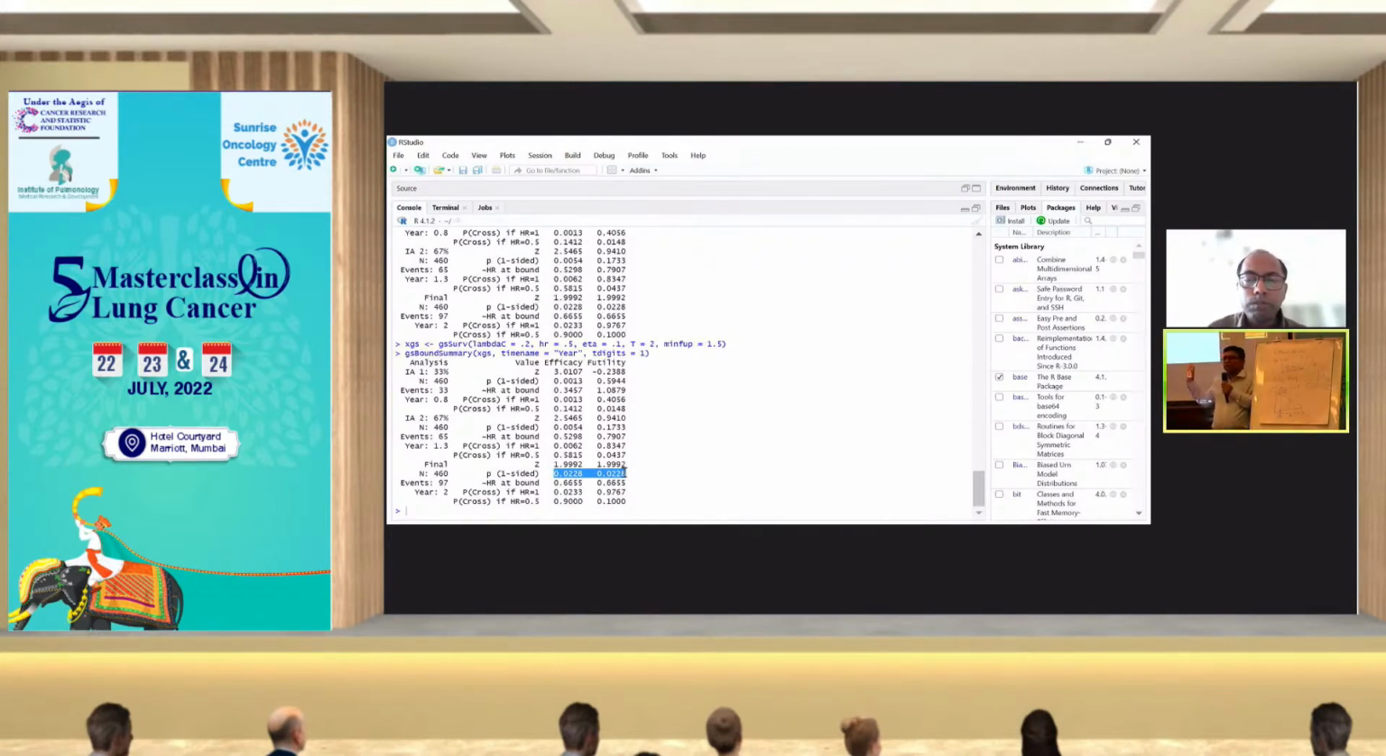So are we clear on interim analysis? Any doubts on interim analysis or sample size calculation? Sure? Okay. Manu? Divya? Happy now? Okay.